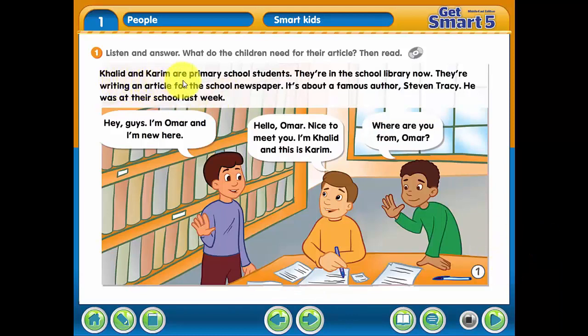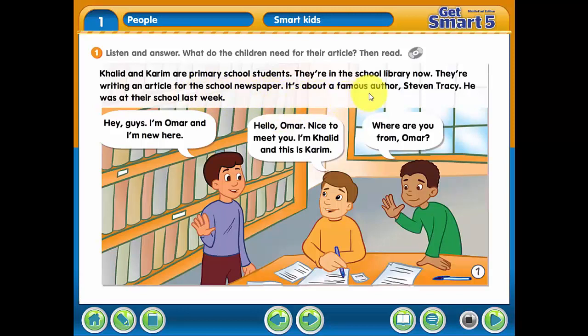Khalid and Kareem are primary school students, like you. Primary school students, طلاب في مرحلة الابتدائية أو المدرسة الابتدائية. They're in the school library now. هم الآن، where are they? They are in the school library. هم في مكتبة المدرسة. What are they doing? They are writing an article for the school newspaper. بيكتبوا مقال for the school newspaper لمجلة المدرسة أو للصحيفة المدرسية.